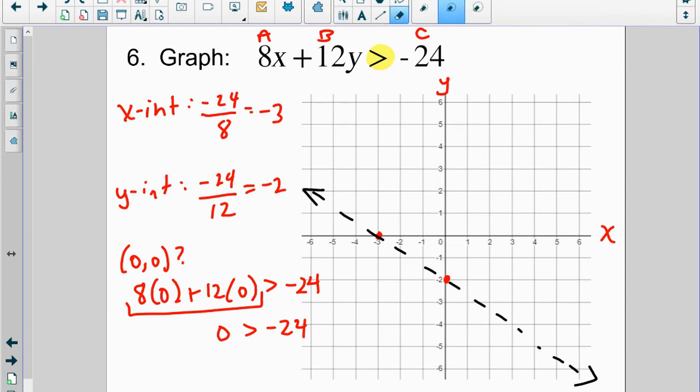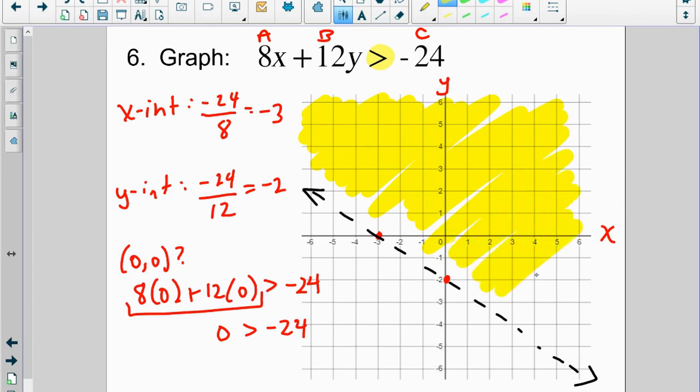And since the origin is a solution, 0, 0, right there, that means everything else on that side of the boundary is also a solution. So I'm going to go ahead and shade the side that contains the origin because the origin is a solution. Trying to fill this in as much as possible to show all these solutions over here. All right, so that is our review for today. Reviewing the linear inequalities with one variable, slope-intercept form, and standard form.